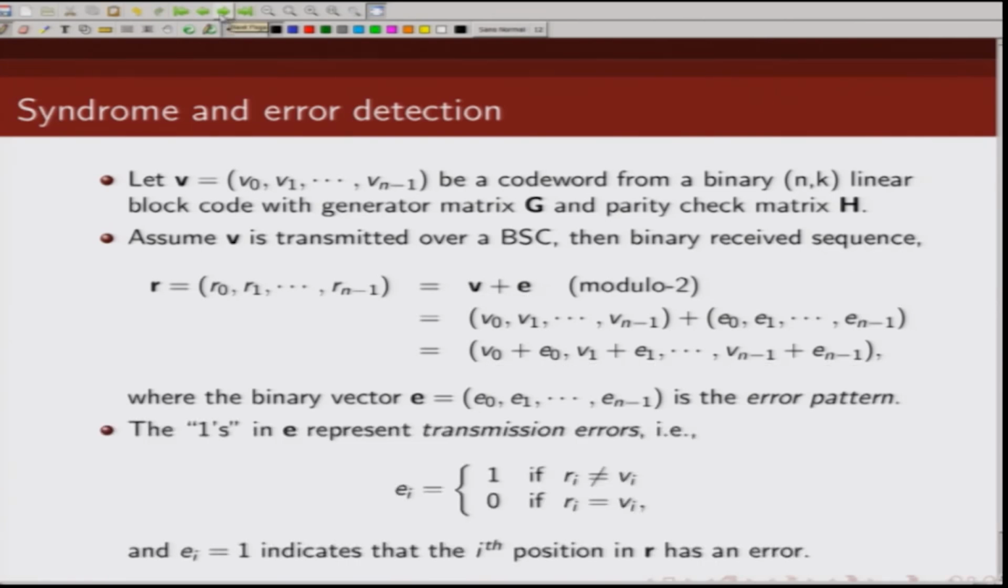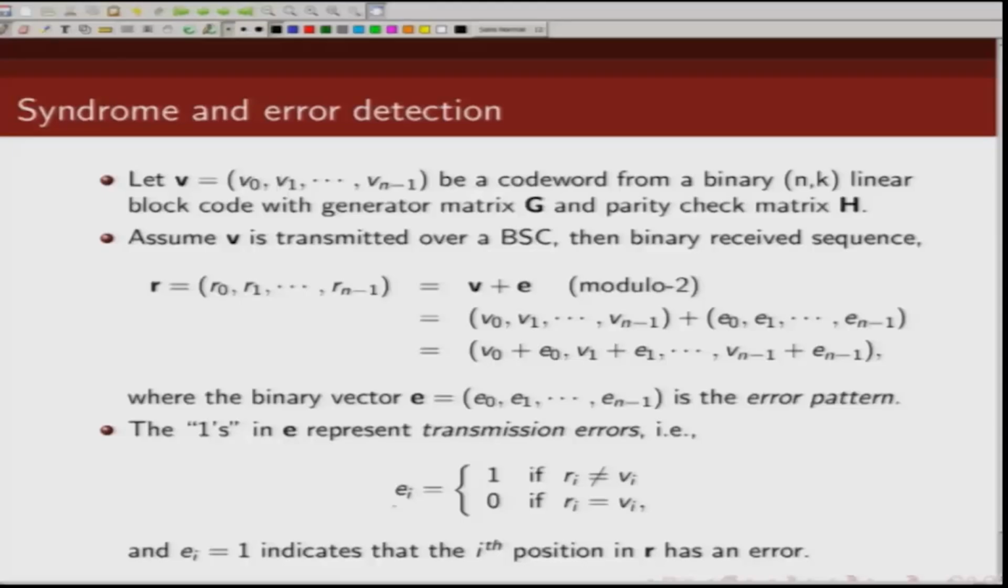Now, when does an error occur? If my received sequence is not the same as my transmitted code word, then this is an error. So, the error is 1 only if my received bit is not the same as my transmitted bit. If the received bit is the same as my transmitted bit, there is no error, so I will keep that bit Ei as 0. Now, if a particular bit Ei is 1, it denotes that the ith bit is in error.